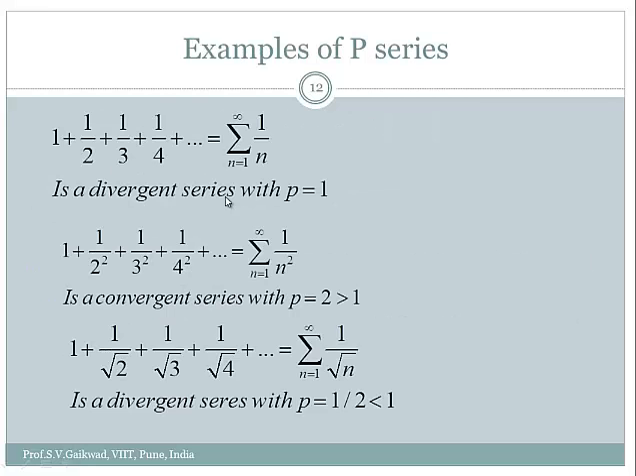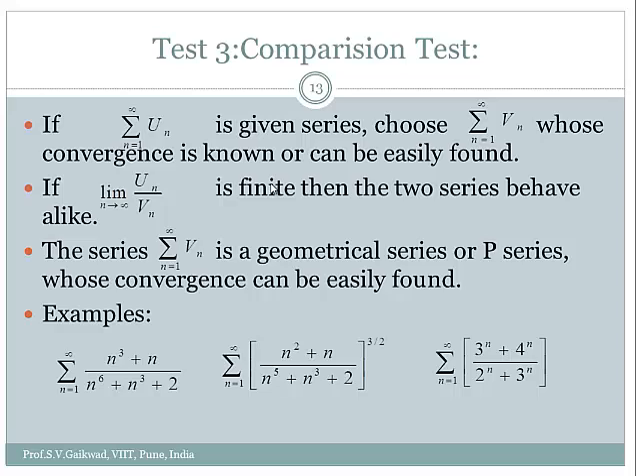These are a few examples: 1 plus 1 by 2, 1 by 3 and so on, sigma 1 upon n. Here p is equal to 1, so this is a divergent series. 1 upon n square, p equal to 2, is a convergent series. 1 upon root n, p equal to half, less than 1, so this is a divergent series. So we can immediately get the results of the P series.